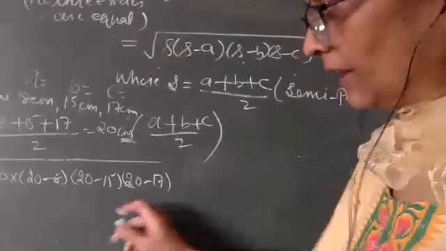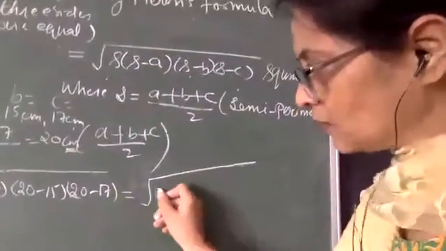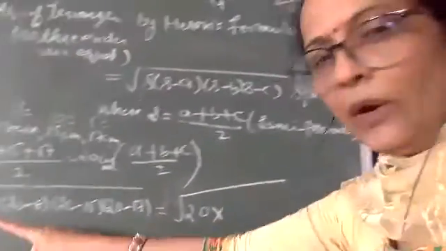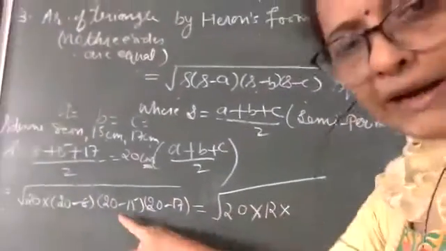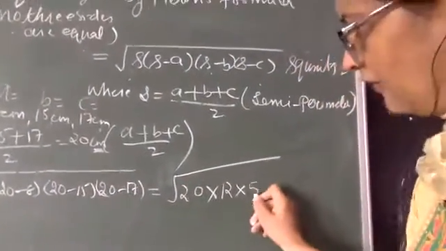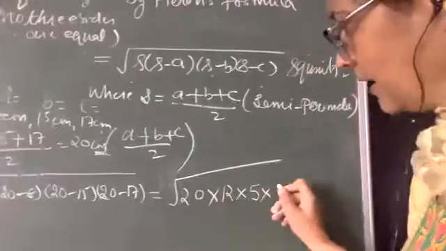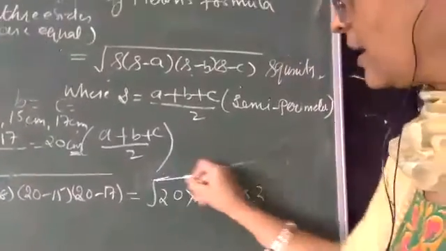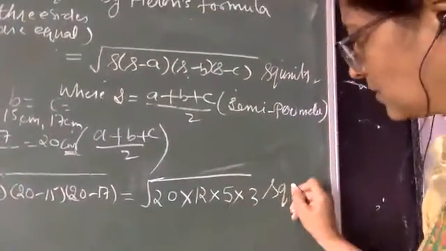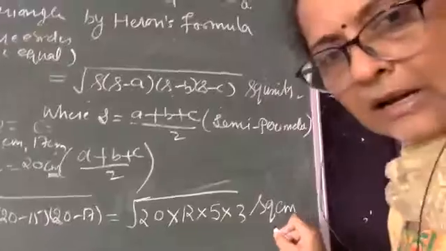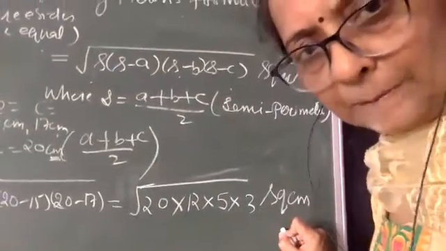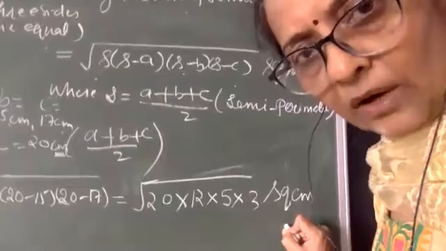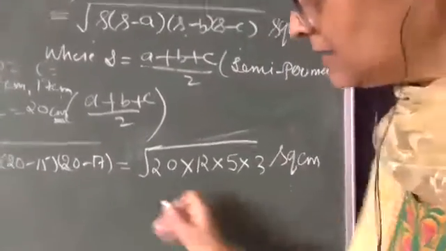When I solve it, we will write here this as 20. So it is 20 into 20 minus 8, which is 12. So we will write here into 12, into 20 minus 15, we will write as 5, into 20 minus 17, it is 3. And then with this, we will write square unit, or here we can write square centimeter because the unit is given as centimeter. All of you, is this much understood? Please say yes or no. Class, got it? Yes.